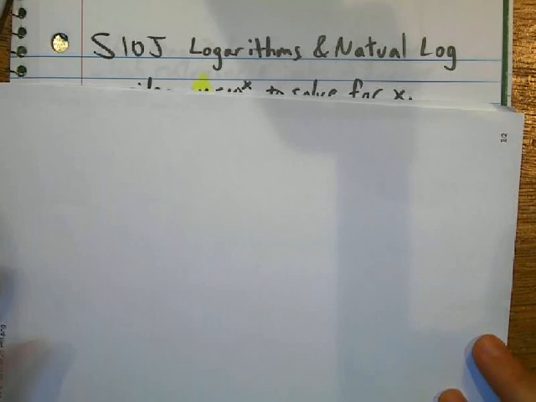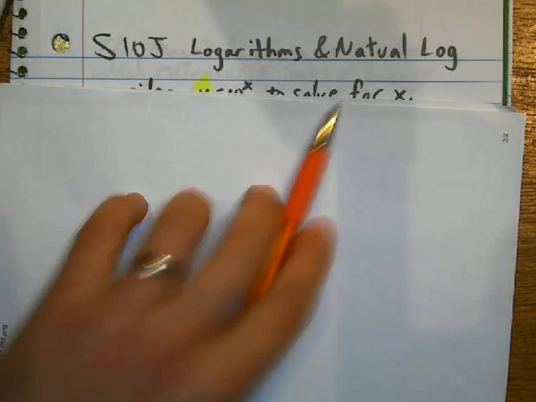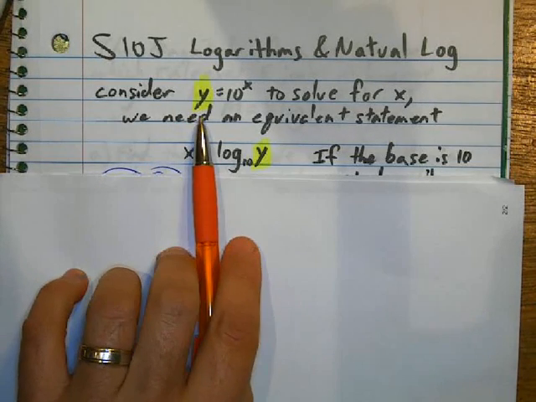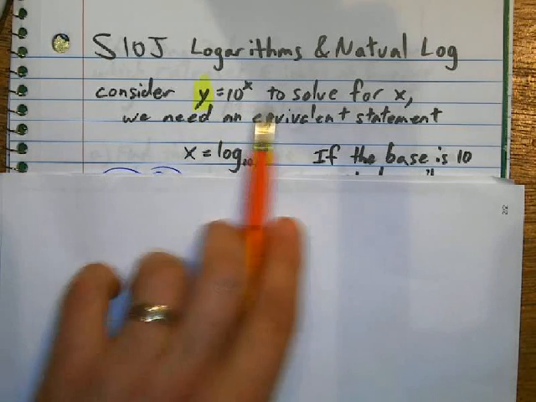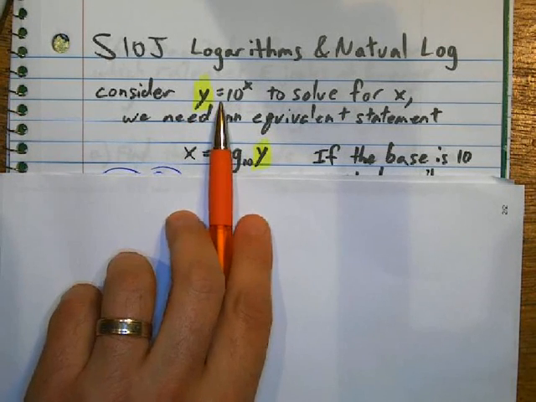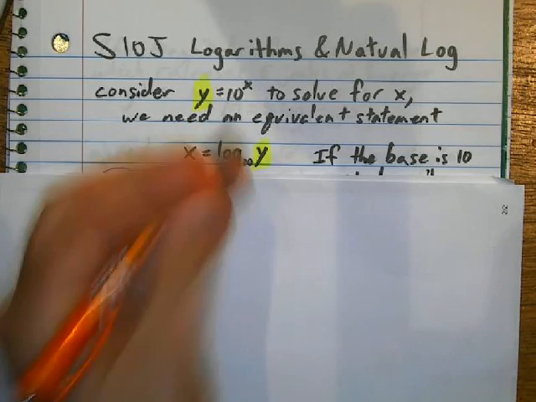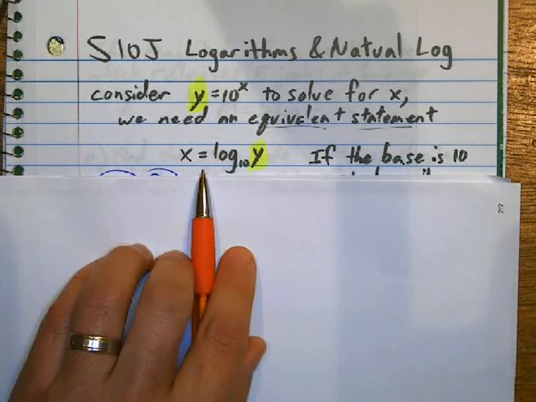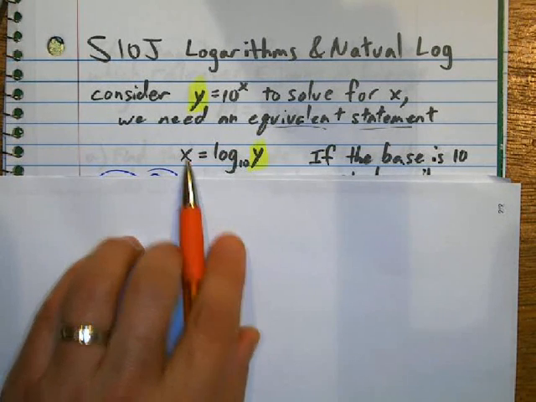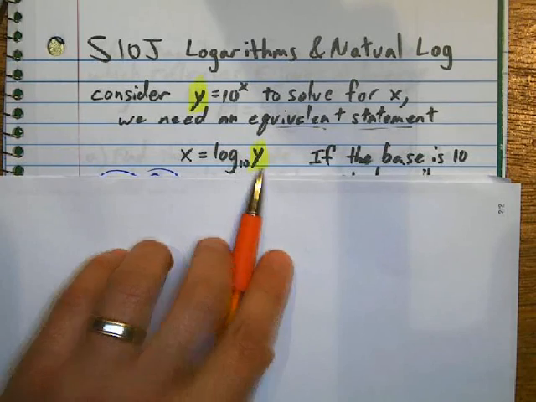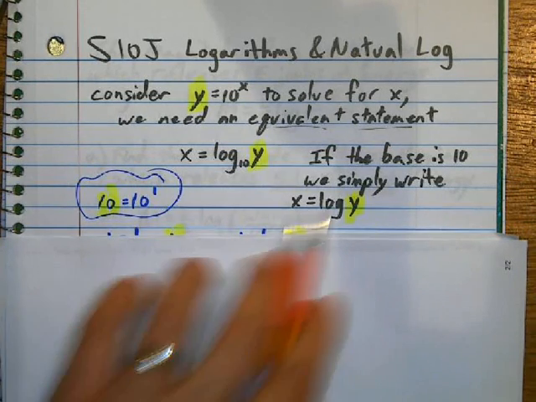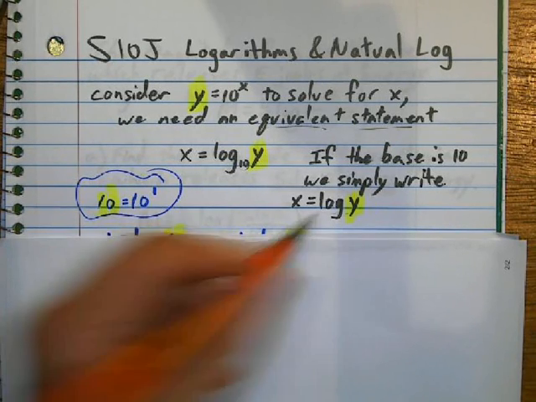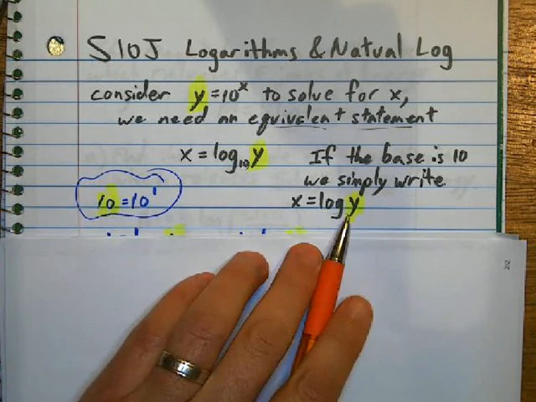All right, S10J, logarithms and natural log. So when we did exponential equations, we had y equals 10 to the x. Now, if we want to solve for x, we have to rearrange it to create an equivalent statement. We can rearrange it into a log format, which is x equals log base 10 of y. So basically this switches around, and whenever you have the base 10, we can simply write it as log without the 10. You should have learned this in Algebra 2.